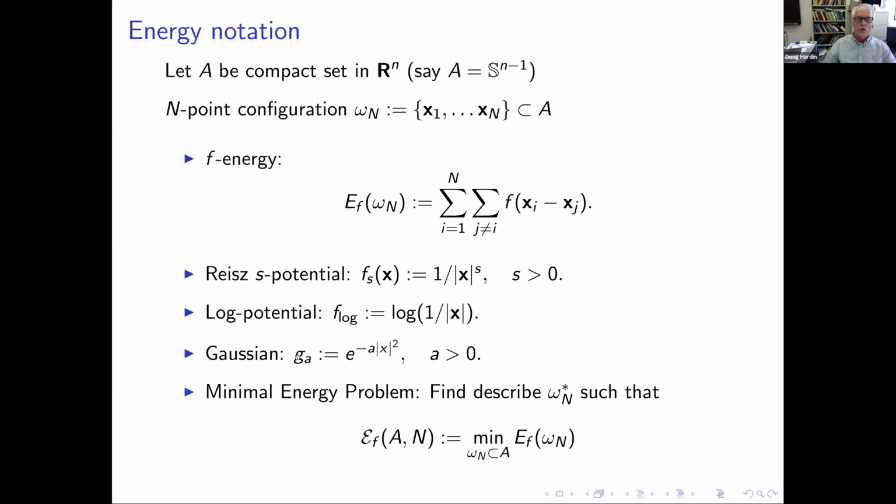Another potential that will be important for this talk is the Gaussian potential, and we'll see that this plays an important role in the notion of universal optimality. And then the minimal energy problem is to minimize this energy. Our job is to find or describe configurations that achieve this minimum energy. Okay, and so that's our job.